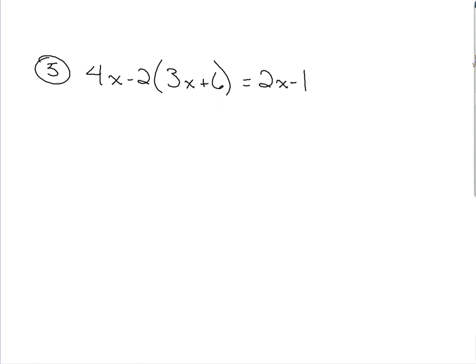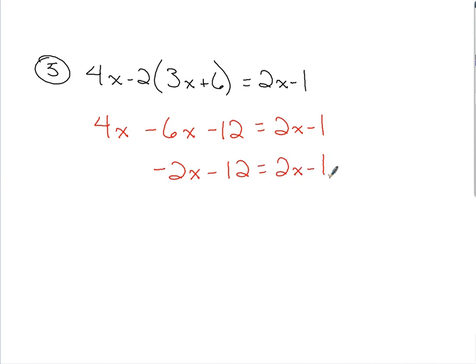If you distribute, 4x, keep that by itself for the time being, but we take this negative 2, distribute that through, got minus 6x, negative 2 times positive 6, negative 12. That all equals the 2x minus 1. We can simplify the left side a little further because we can combine like terms. So you got 4 minus 6, you've got negative 2x minus 12 equals 2x minus 1.